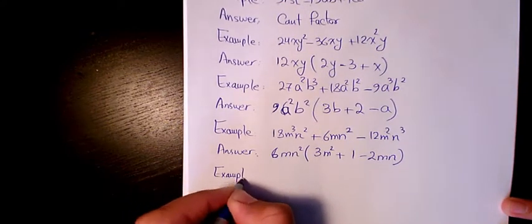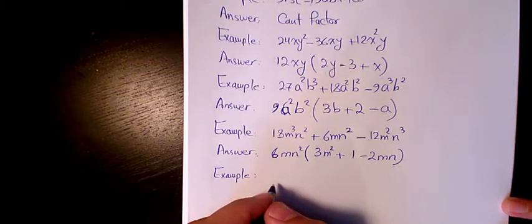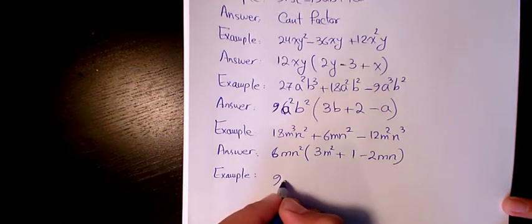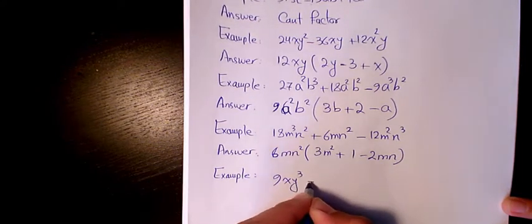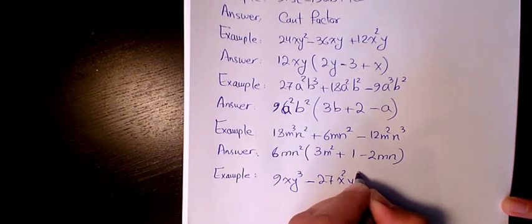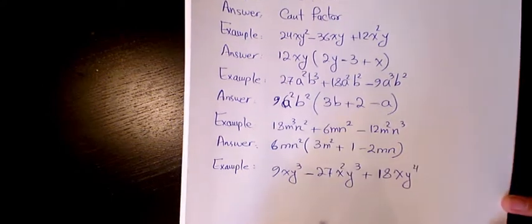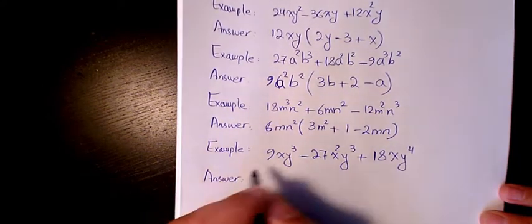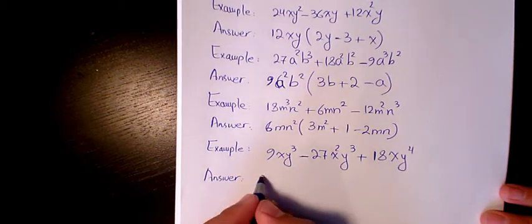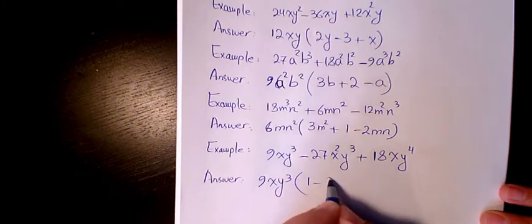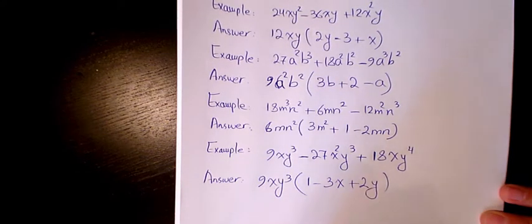Next example. It's going to be 9 x y to the power of 3 minus 27 x squared y cubed plus 18 x y to the power of 4. Answer will be, I have 9, negative 27, and 18, so we can factor 9. X squared, and x, I can factor x. And here we have y cubed is the smallest one. So it's going to be 1 minus 3x plus 2y. That's going to be the answer.